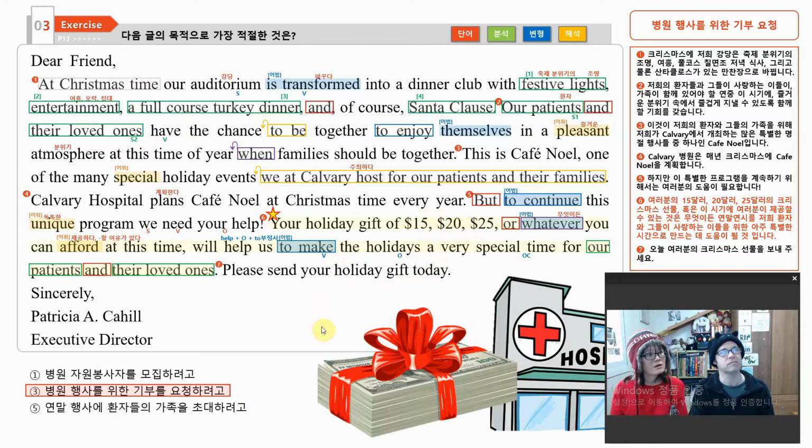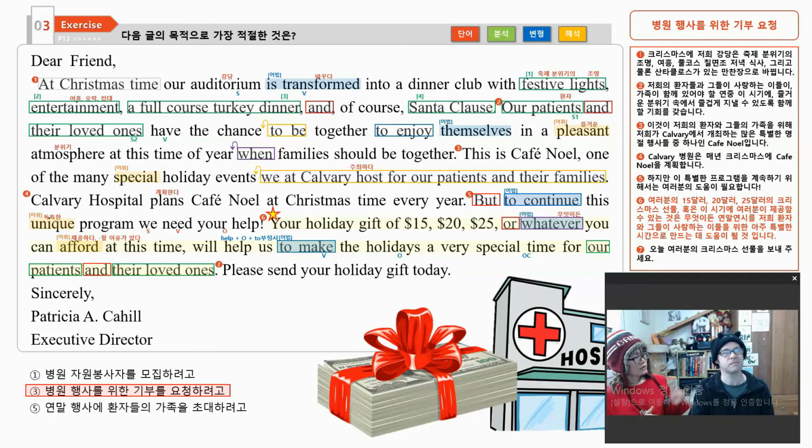And number 4 is to get ideas for a Christmas event. They already have ideas, right? Well, they've got the full idea, and it's an every year event, so it doesn't change that much. The idea is always the same. So they are not asking for ideas. And number 5 is to invite family members to a year-end event. I think they're already invited. The event is for the family members and the patients. That's not the purpose or focus of this letter. It's to get donations. That's right. So the answer is number 3.